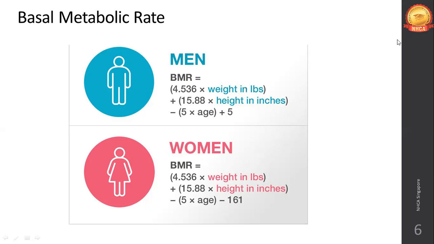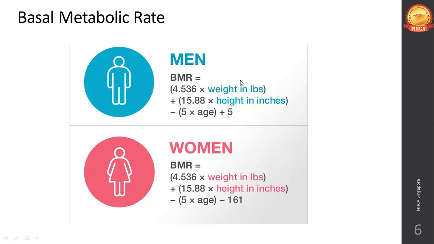In any age group, take any age group, men will always have a higher BMR as compared to women, because men naturally have high lean muscle as compared to women. Women have more adiposity. Adiposity in women is higher as compared to men. Men have more lean muscle. This is one of the reasons why men have higher BMR. Even in the same age group, men will definitely have higher BMR as compared to women.